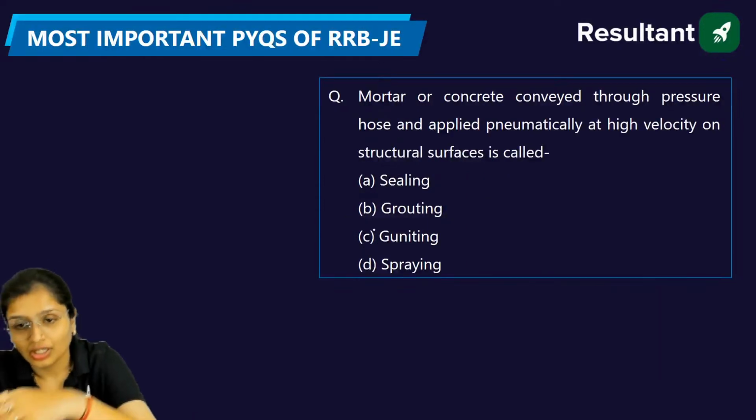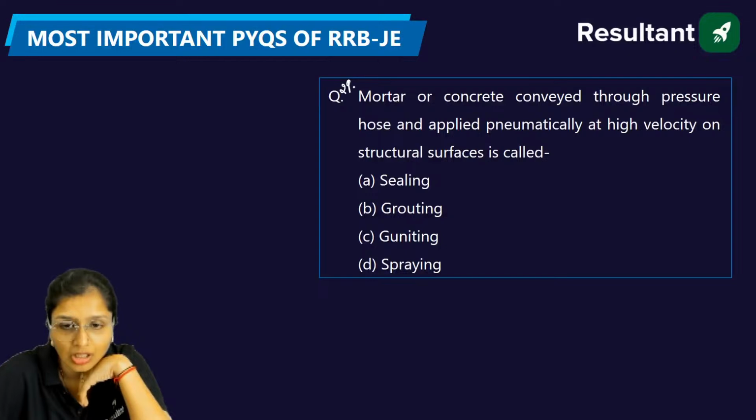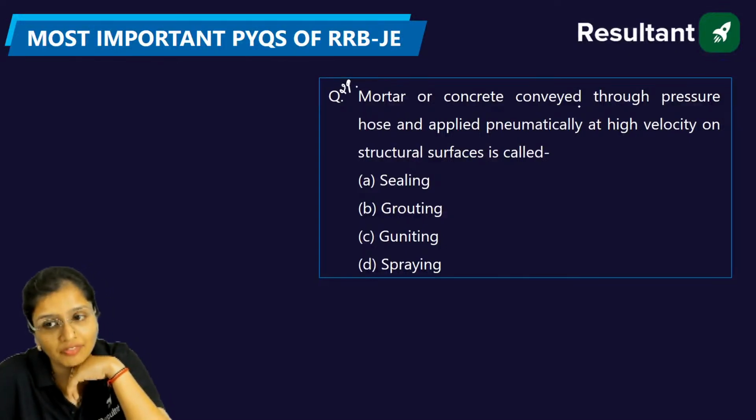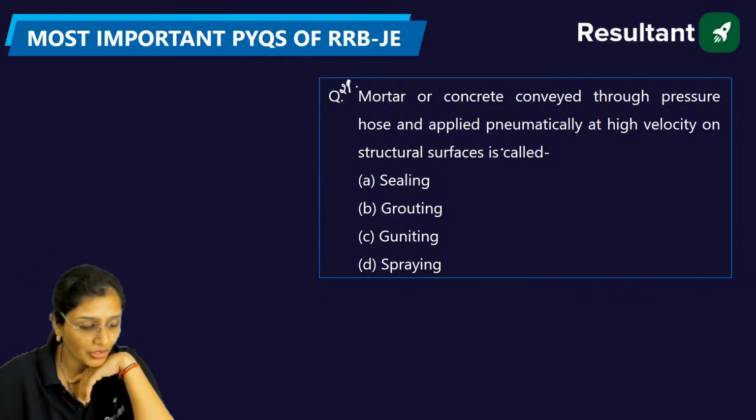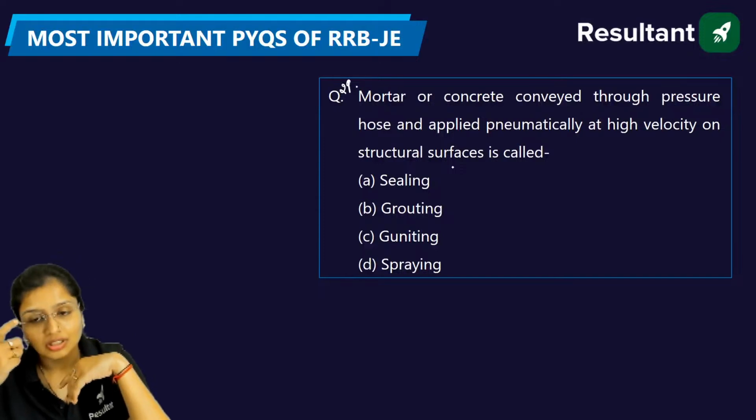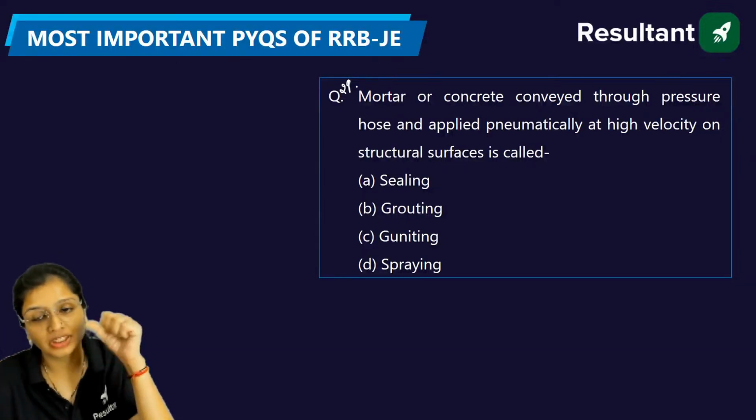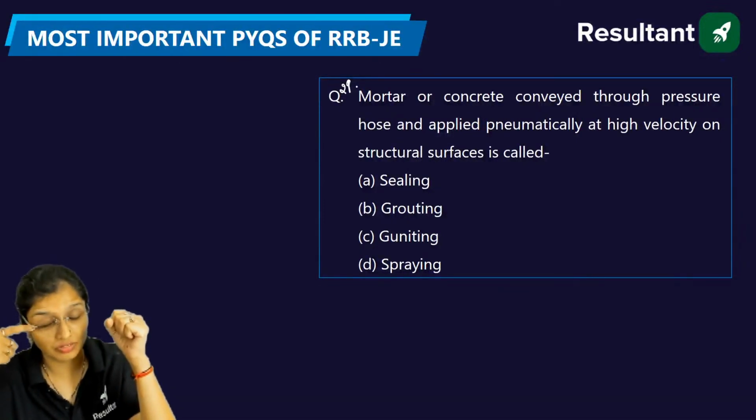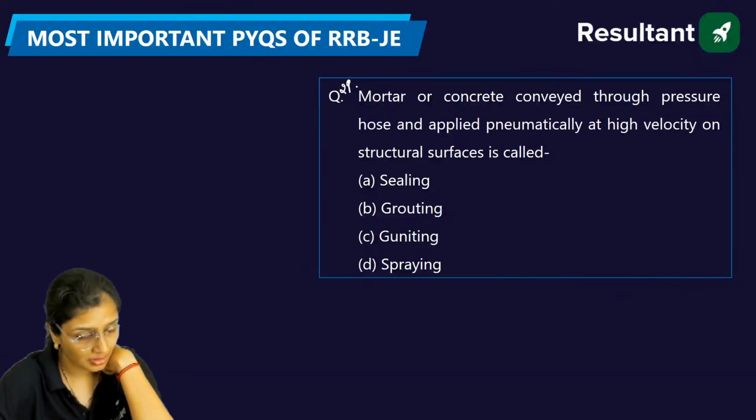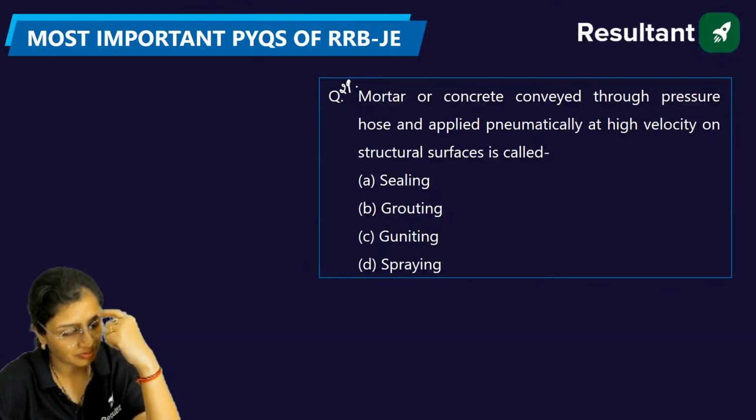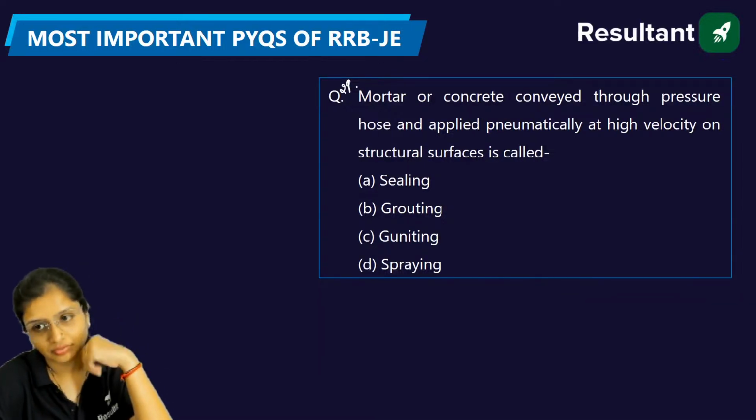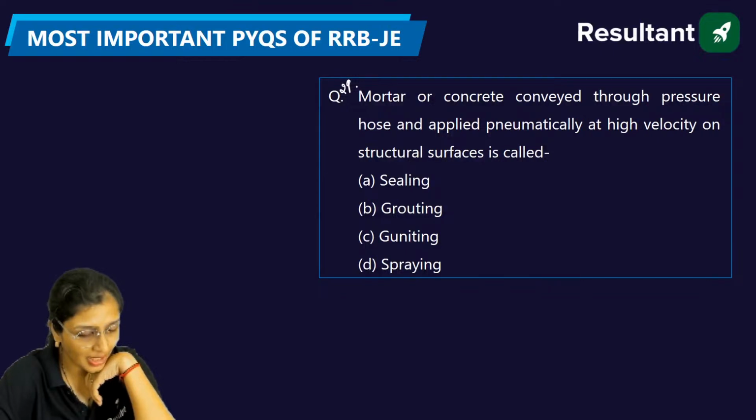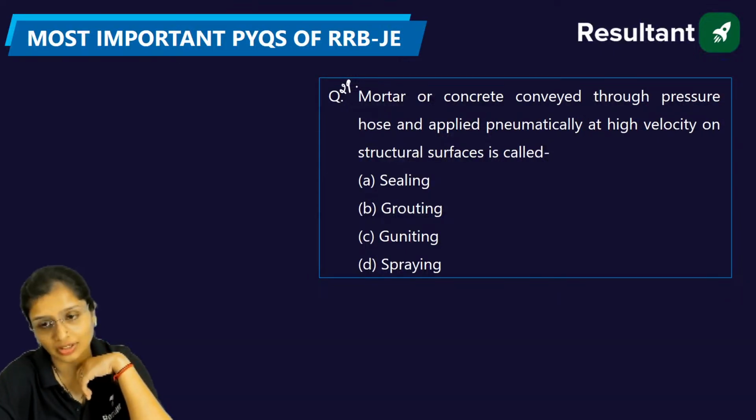Okay. Question number 29. Mortar or concrete conveyed through pressure hose and applied pneumatically at high velocity on structural surfaces. What do you call it? You apply through pressure at high velocity on the structural surfaces. What do you call it, guys? Quickly tell me. At high velocity and on structural surfaces. What do you call it?